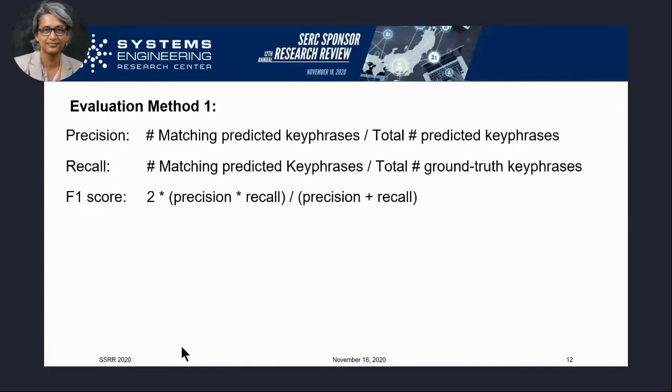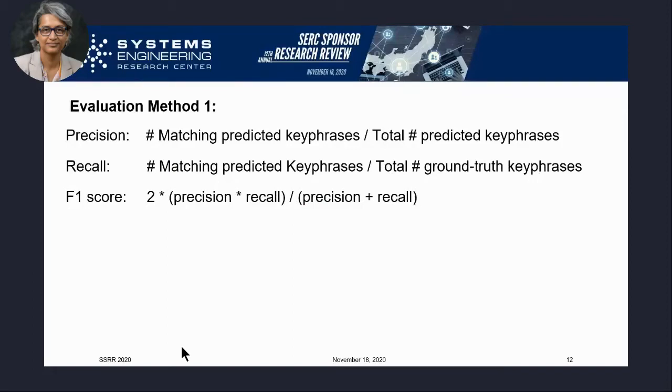So the first evaluation method is using precision, recall, and F1 score, defined like this. Precision is defined as the number of matching predicted key phrases, meaning how many of the key phrases that you predicted match what the author gave, divided by the total number of key phrases you predicted, meaning how many key phrases you generated. Recall is the number of matching predicted key phrases divided by the total number of ground truth key phrases, which means the numerator is the same, and the denominator is how many key phrases the author provided.